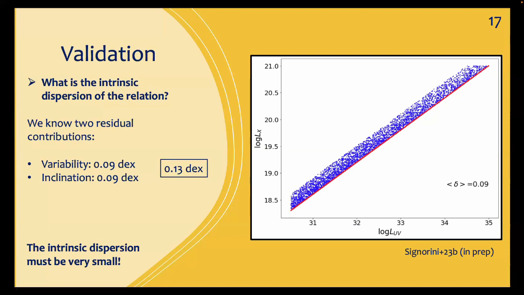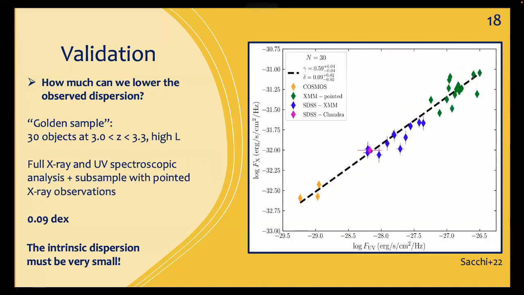And this means that the room which is left for the intrinsic dispersion is very little. So we still do not know the physics behind it, but the physical relation between the UV and X-ray emission must be very tight. And this is also confirmed by another work, which is the last one I'll be talking about, that we published last year, in which we tried instead to see how low we could go in terms of the observed dispersion. So we wanted to select the objects with the best quality data that we could have to see how low we can get.